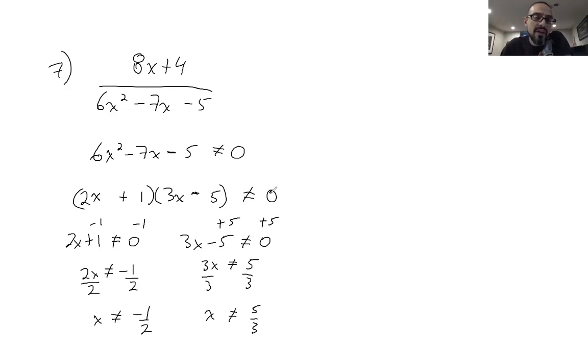And I think I've done a pretty good explanation of non-permissible values and what rational expressions are.